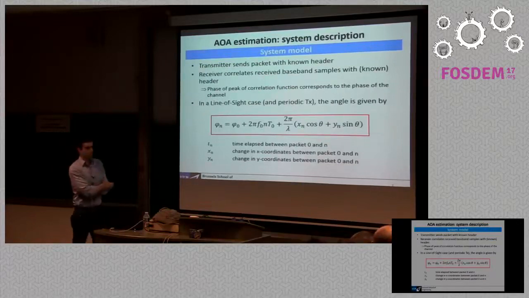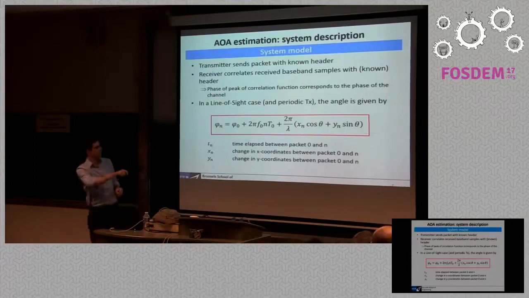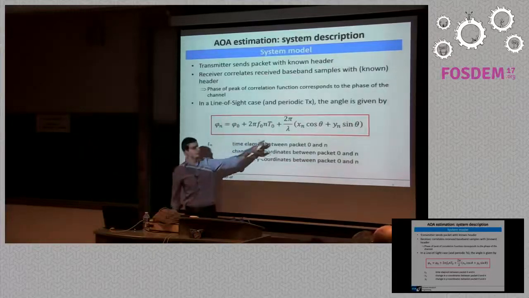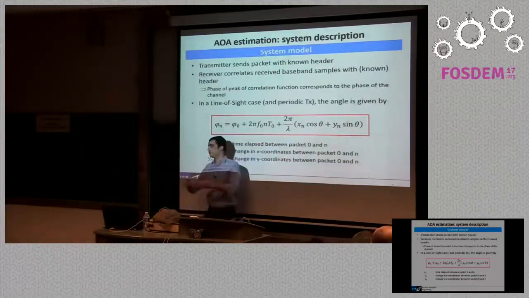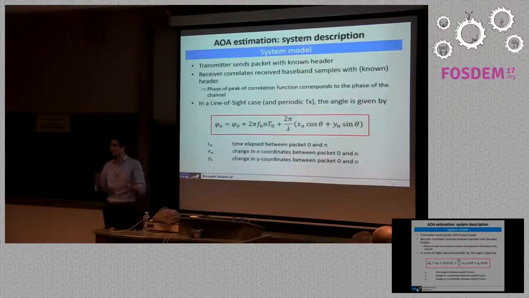So if we have a line of sight channel, which we're going to take as the main assumption here, so we're not going to deal with multipath channels at this stage, the phase of each received packet that you get is given by the following term, where you have some initial phase, some term due to frequency offset, and then some term due to displacement of the receiver. So if you remember this from signal processing or an antenna course, this is basically the beam steering vector that you have.